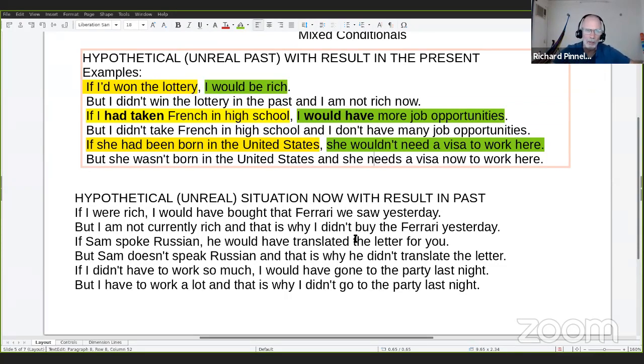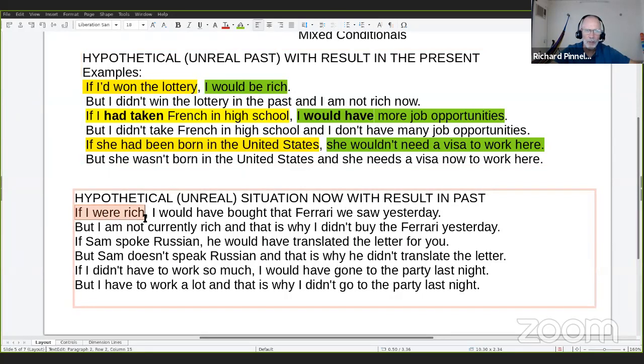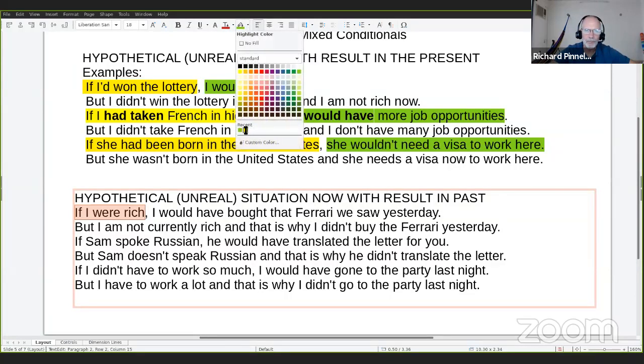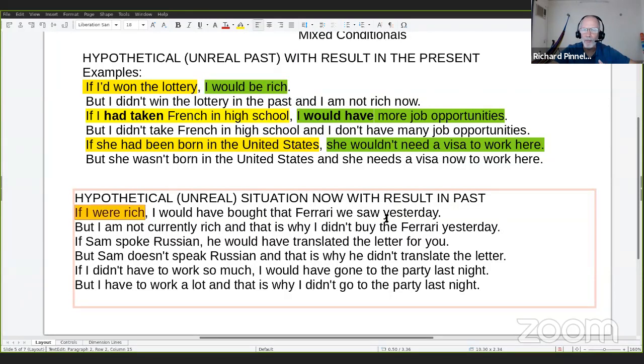And the other type of mixed conditional is the reverse. This is less common. These ones are a hypothetical, unreal situation now with a result in the past, which is strange, but it is possible. For example, if I were rich, this is with the past, so this means now. If I were rich now, I would have bought that Ferrari we saw yesterday.